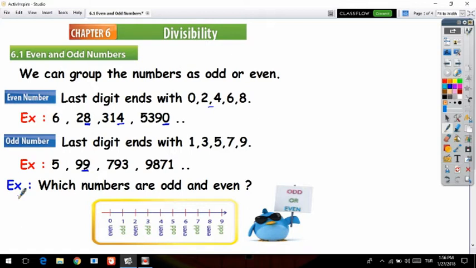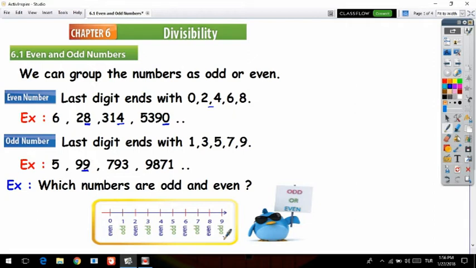The example asks which numbers are odd and even. First of all, we have a number line. We have numbers on the line that start 0, 1, 2, 3, 4, 5, 6, 7, 8, 9. Now let's look at which numbers are odd or even. As you know, we start with 0. 0 is even, 1 odd, 2 even, 3 odd, 4 even, 5 odd, 6 even, 7 odd, 8 even, 9 odd.